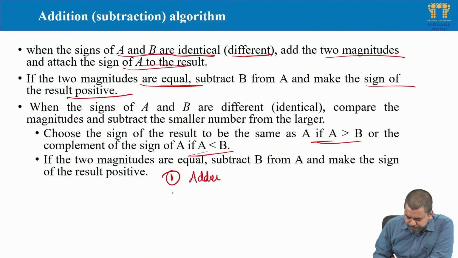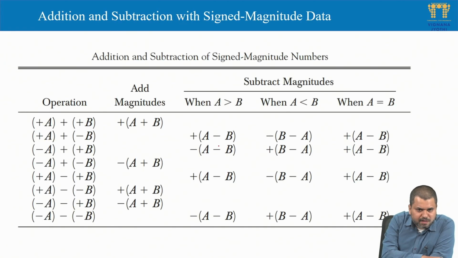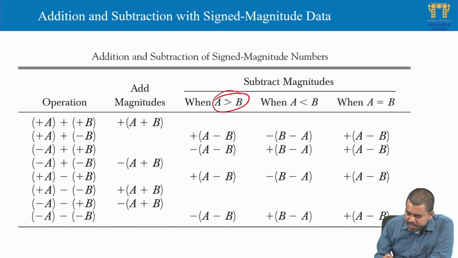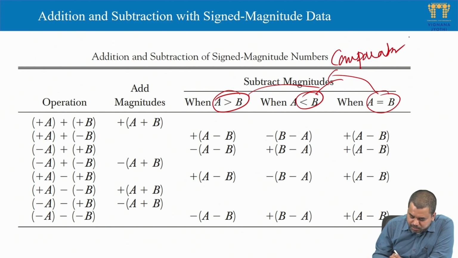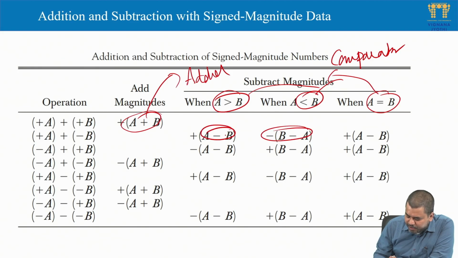Similarly, for doing this comparison, whether a is less than b or a is greater than b, I require a comparator. Again, to do this addition micro operation I require an adder. Here I need to do a minus b as well as b minus a, so for a minus b I require one subtractor, and similarly for b minus a I require another subtractor.